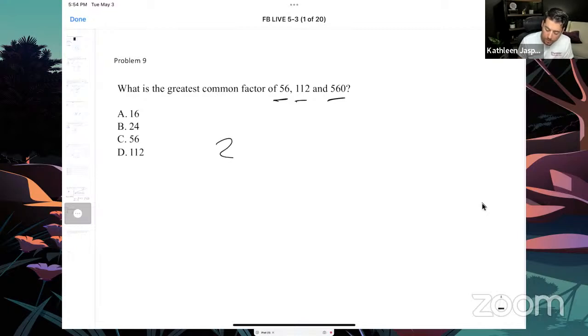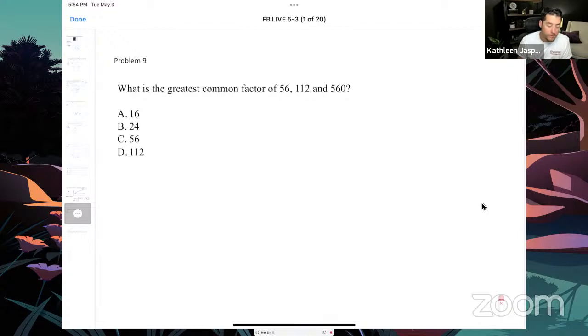I might have said multiplier, greatest common factor. So 2 is a factor. 2 is the smallest factor, but you can do 2 times a number and get 56, 2 times a number, get 112, 2 times a number, get 560. Well, what we want to find out is the largest number that we can multiply other numbers to and get 56, 112, and 560. It's the one that they all have in common.